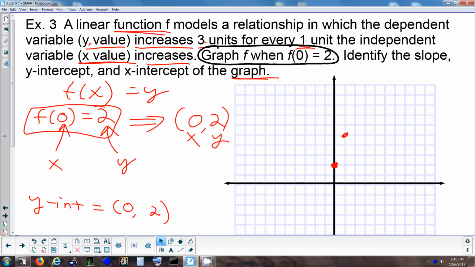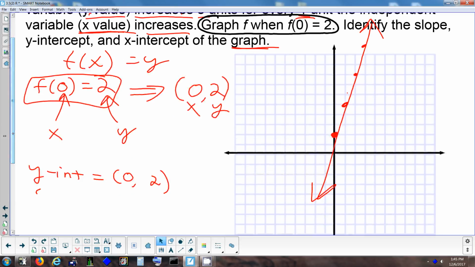We never went left. We went right. Up 3, right 1. I don't have enough space, but I could go up 3, right 1. Okay, there are my points. So now, draw your line.